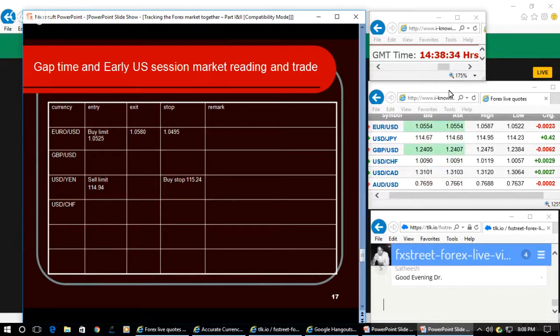So why I'm saying reading the intentions of the players is vital, rather than simply using technical analysis and fundamental analysis, is that they will work very well only if the market is not manipulated.